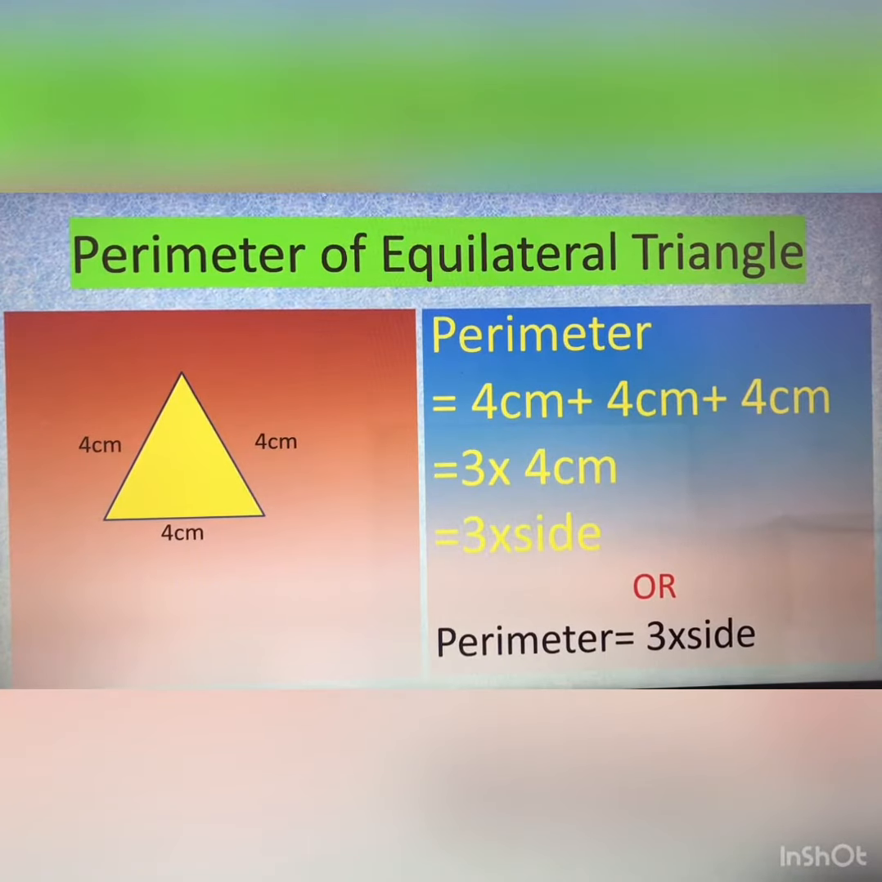So we can write it as the perimeter of the triangle. How much is it? That is 3 into side, and the side is 4 centimeter. So this is the formula for the perimeter of an equilateral triangle.